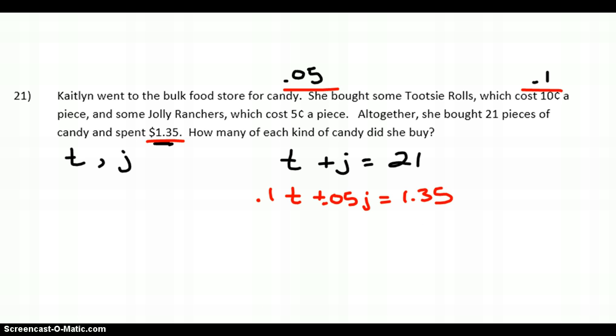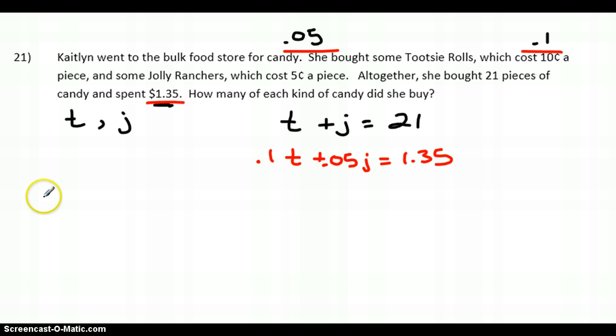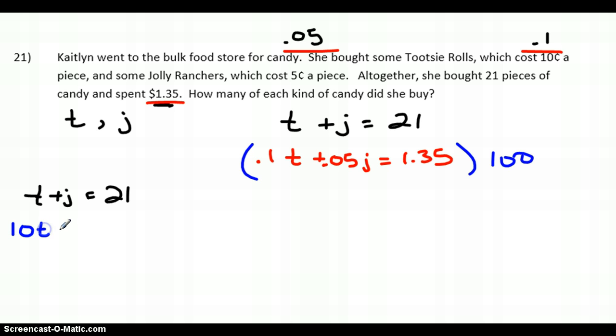Okay, so my two equations in this one would be, the first one I've got written down, T plus J equals 21. When I go to use this equation right here, I'm not going to use it with those decimals in there. I'm going to go ahead and multiply it by 100. So that's going to turn this into 10T plus 5J equals 135. Just 100 times 0.1, 100 times 0.05, and 100 times 135. And I use 100 because 2 decimal places is the maximum number of decimal places. That's the hundredths place.